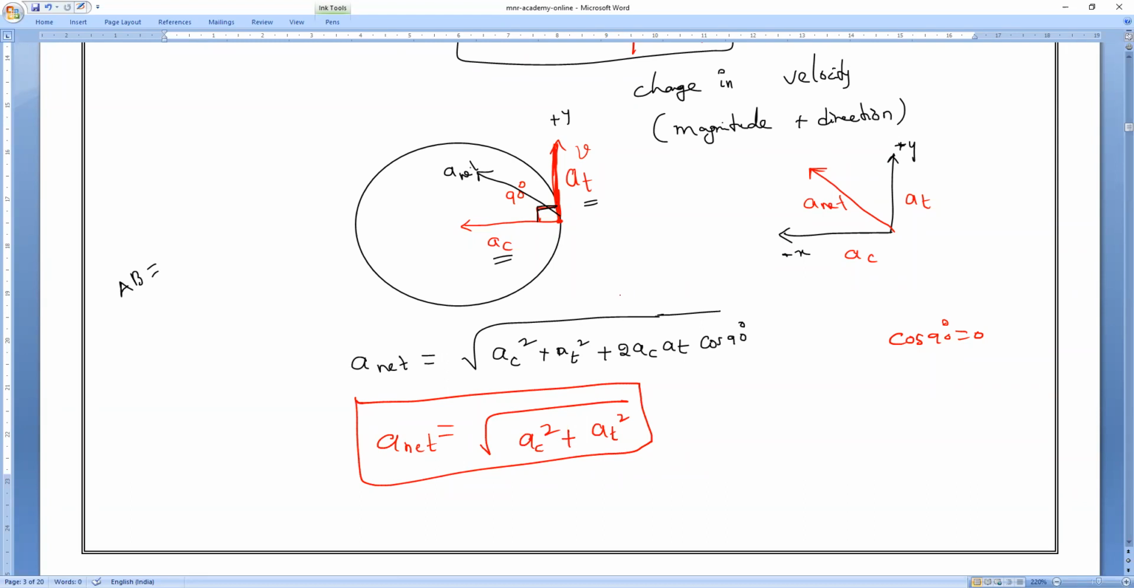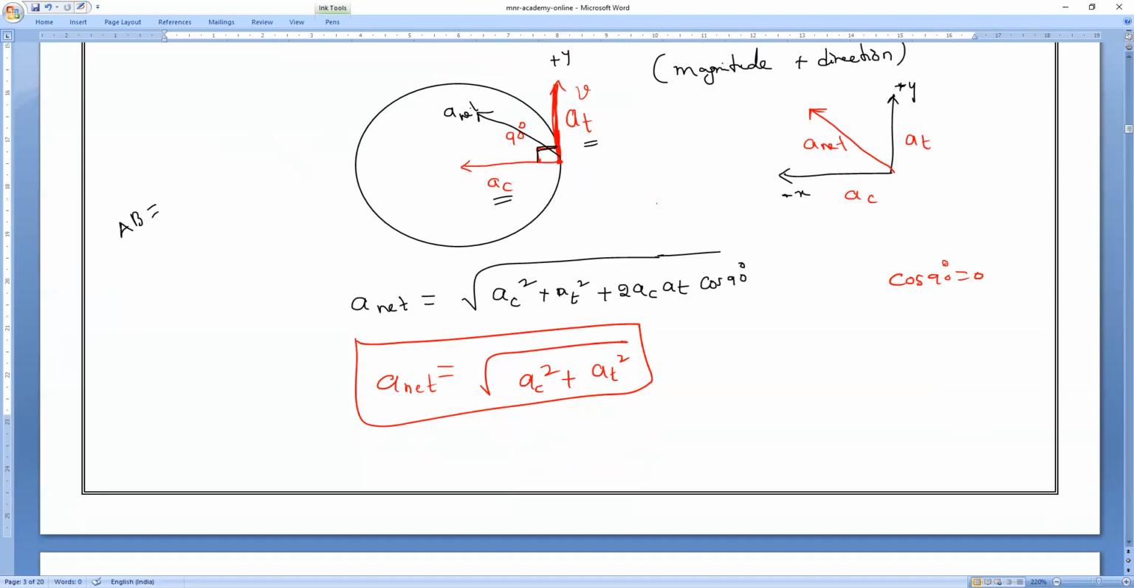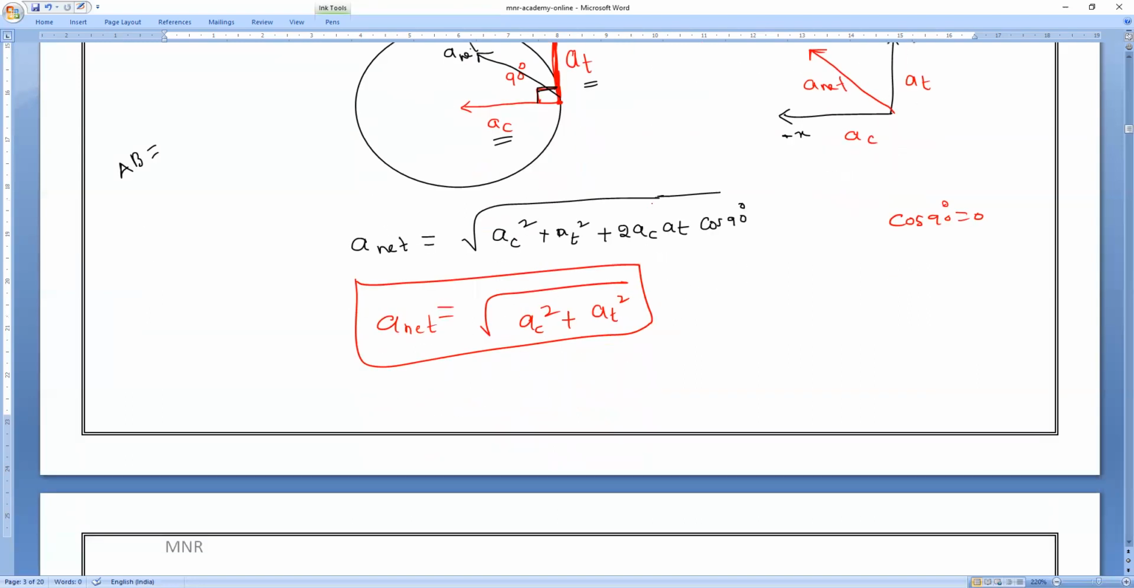What is the net acceleration formula? Root over the square of centripetal acceleration plus the square of tangential acceleration. So that is what you have to remember, that net acceleration always acts between centripetal acceleration and tangential acceleration. That is called the resultant acceleration, or we can say net acceleration.